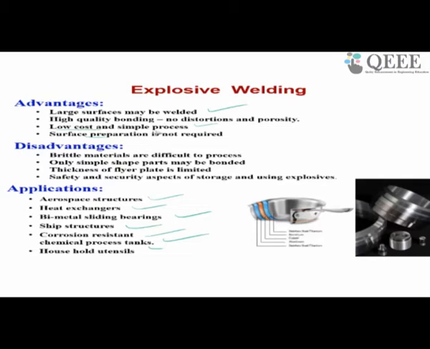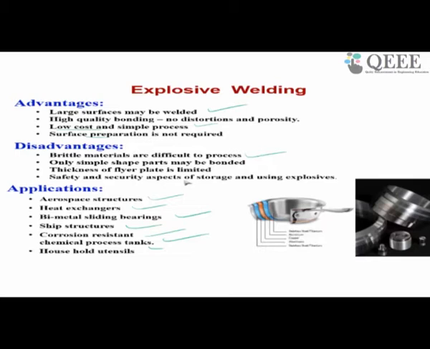The disadvantage is that brittle materials are difficult to process, because it has to withstand impact, and plastic deformation is happening at the interface. So you are getting the joint. If it is brittle, it cannot sustain that high impact load, so it can fail. So brittle materials are not possible. Only simple shaped parts can be bonded. The thickness of the flyer is limited.